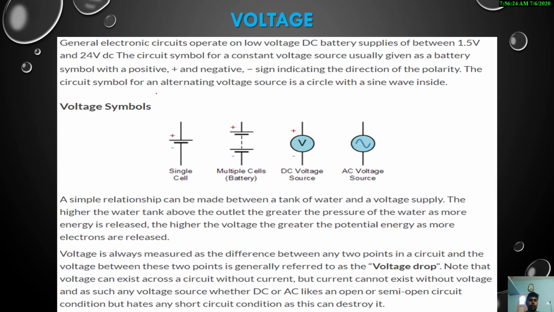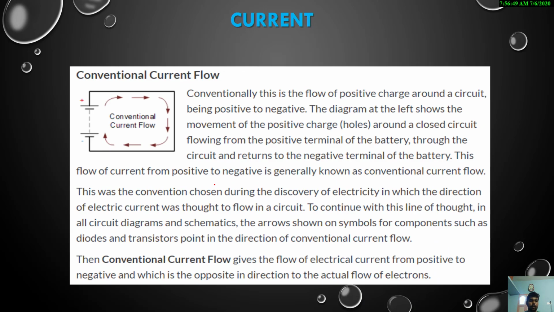The circuit symbol for an alternating voltage source is a circle with a sine wave inside. That is, this is the denotation of AC voltage. This is for a DC voltage source. This is for a battery, and this is for a single cell battery. These are the basic symbols of any kind of voltage source.